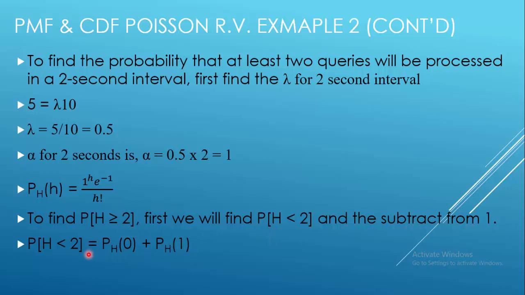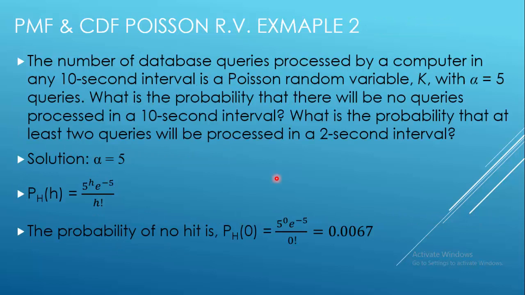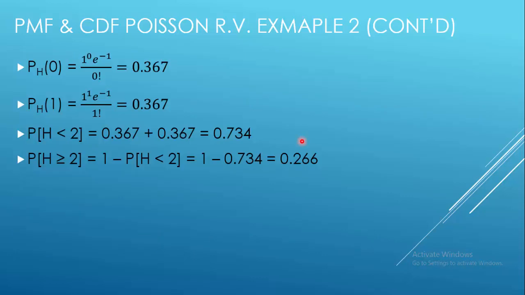So first we find the probability of h less than 2, which is P of h at 0 and P of h at 1, where we get no hit is 0.367 and 1 hit is equal to 0.367, and we just add them up to get 0.734 and subtract it from 1, so it gives us 0.266. So the probability that at least 2 queries will be processed in 2 seconds is 0.266.